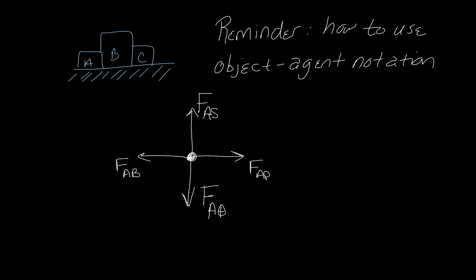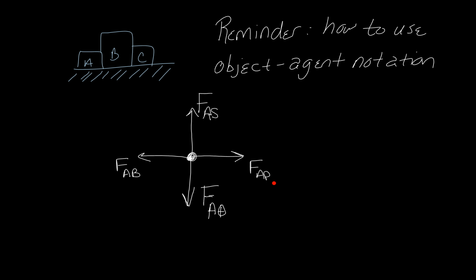First, a reminder on how to use object-agent notation. Suppose we were interested in looking at all the forces acting on block A. We'd make a free body diagram on block A by reducing it to a dot and then having all the forces extending out as arrows that are acting on block A. Notice that all of the forces on this diagram start with an A. For example, the force on A due to the earth is the weight vector. The force on A due to the surface upward is the normal.